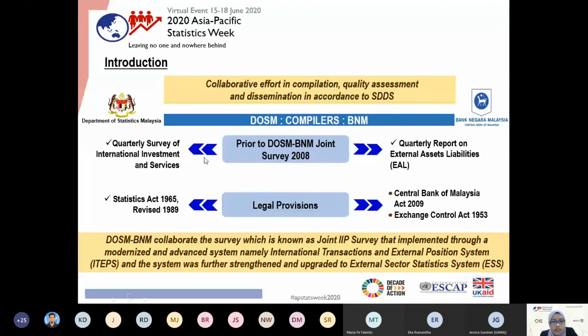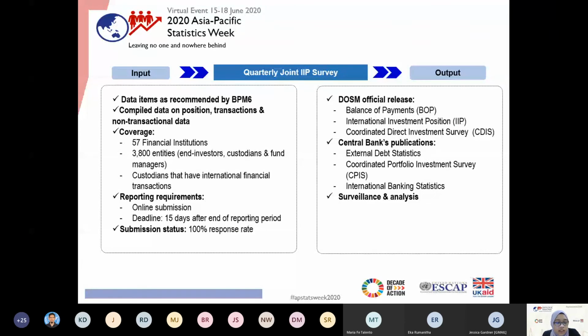So next, in conducting this quarterly IIP survey, the data items recommended by BPM6, which we apply, must be reported by reporting entities. This survey covers position, transaction and non-transactional data, and the coverage is 57 financial institutions and 3,800 entities, including investors, custodians and fund managers that have international financial transactions. These figures are as at the latest data that we captured.